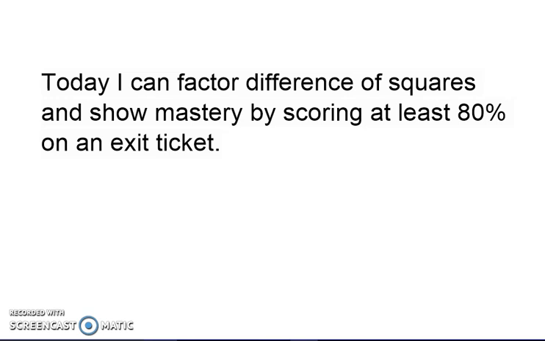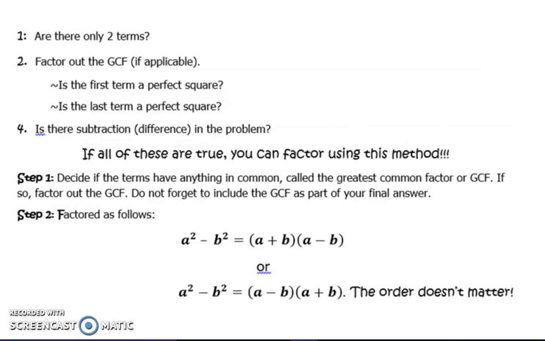Now, for difference of squares, the big thing to keep in mind, we have a couple of things we have to ask ourselves before we get started. If we can answer yes to all of these, well then our life is going to be really easy. So first of all, are there only two terms? And these two terms, we want it to be the ax squared and our c term. So are there two terms?